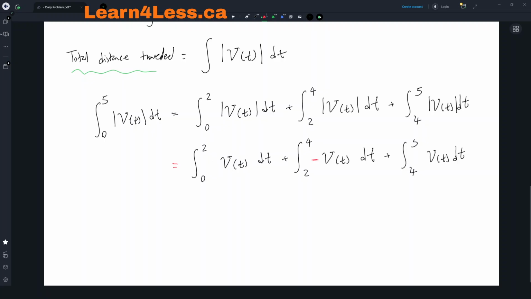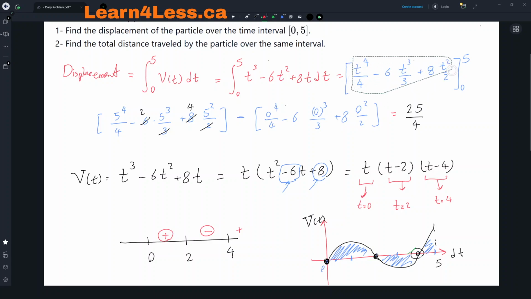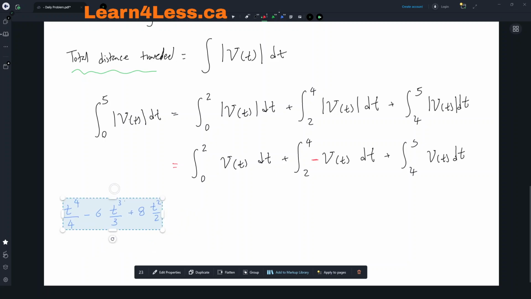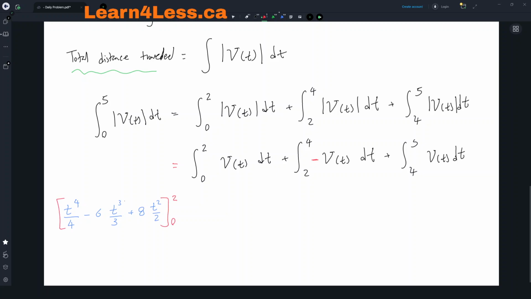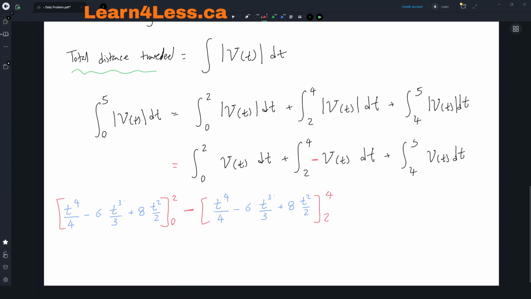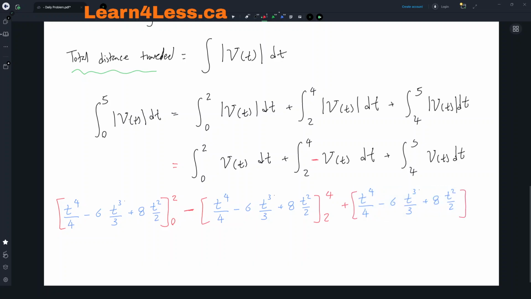So what is the integral? We took the integral already here. Where is that? Here. So let me copy paste that. This would be the integral. For the first part, it would be from 0 to 2. Plus, I can take out this negative, so I can say plus a negative, or minus, overall. The second integral is the same thing, just the bounds would be different, from 2 to 4, plus the third integral, which is again the same result of the integral, with the bounds from 4 to 5. So this would be the final expression for the total distance traveled.